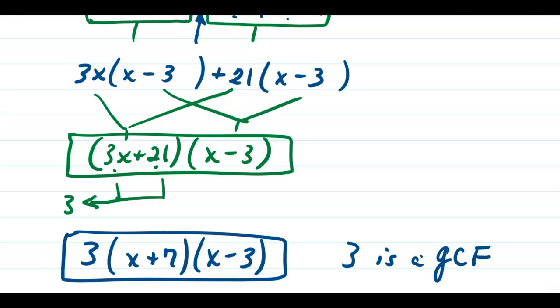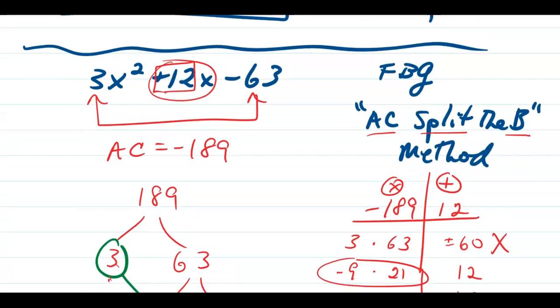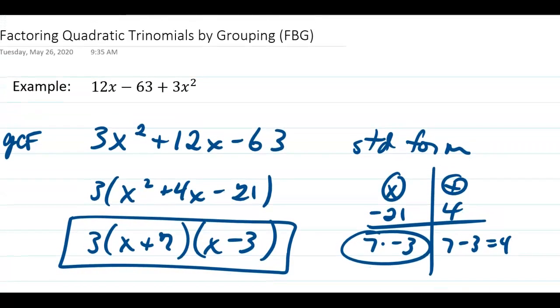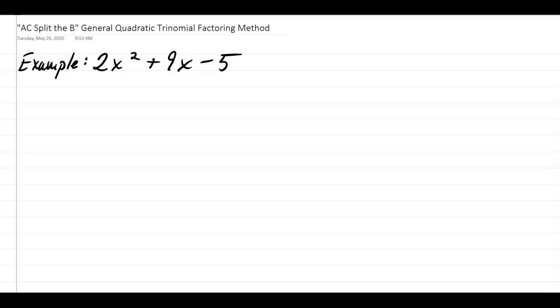And if you recall a few minutes ago, we go back up to the top, that's exactly what we had done in our first take on this problem. We had pulled that GCF out, which was 3. So in this example, we're going to do the AC split the B method again, but there is no GCF. And the numbers are a little smaller, so this will probably be a bit quicker. So I'm going to speed it up this time.